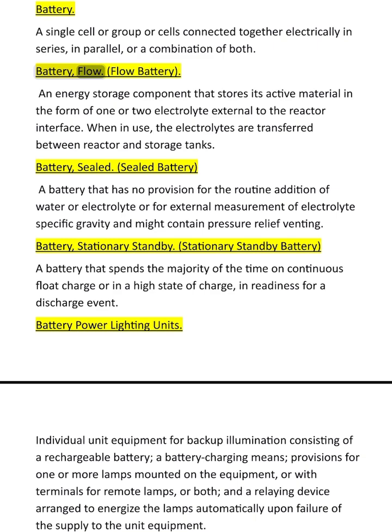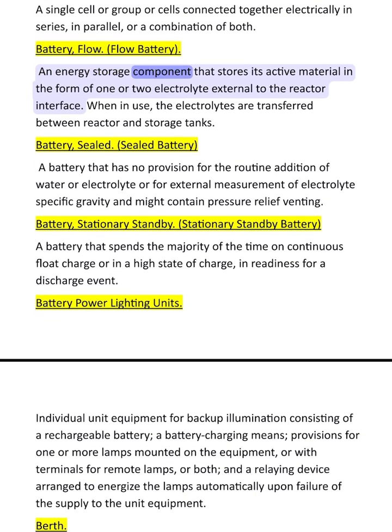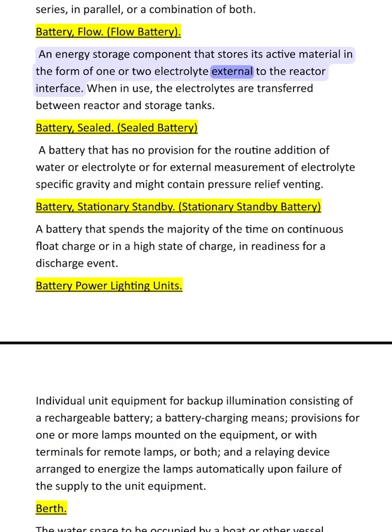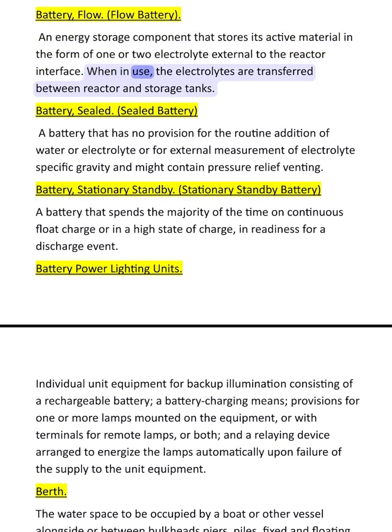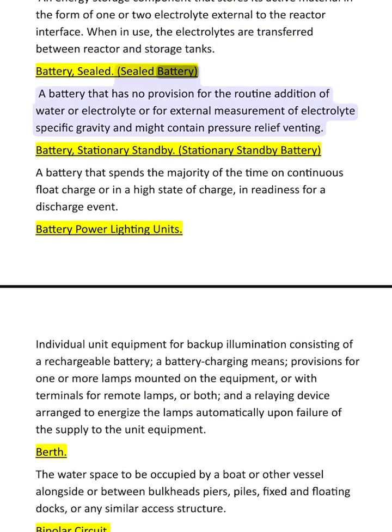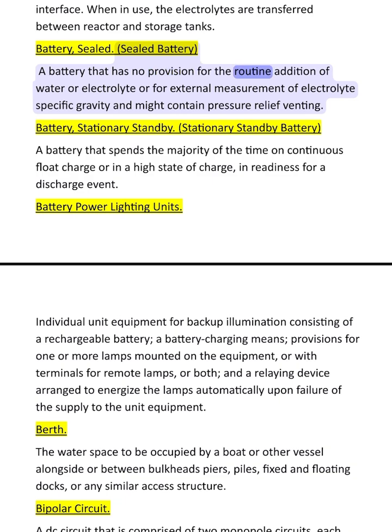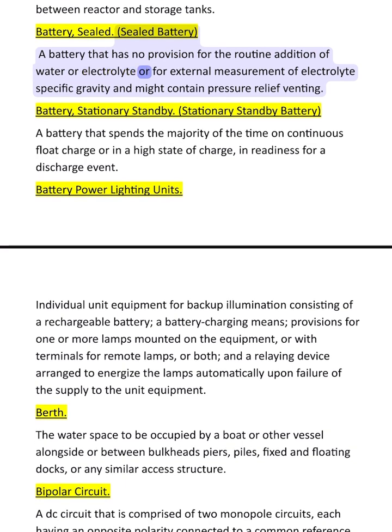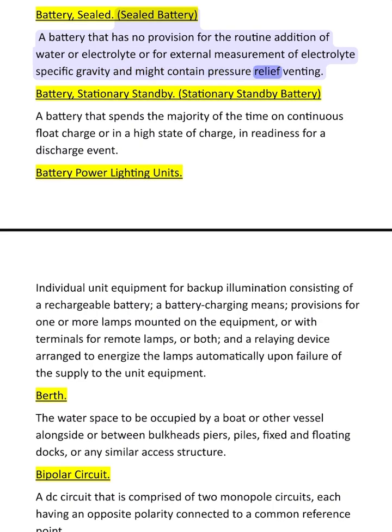Battery, Flow. Flow battery. An energy storage component that stores its active material in the form of one or two electrolytes external to the reactor interface. When in use, the electrolytes are transferred between reactor and storage tanks. Battery, Seal. Sealed battery. A battery that has no provision for the routine addition of water or electrolyte or for external measurement of electrolyte-specific gravity and might contain pressure relief venting.